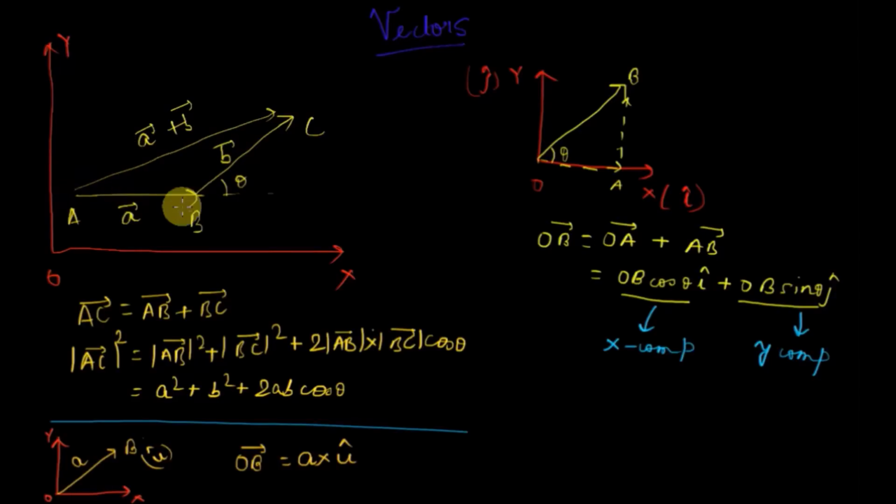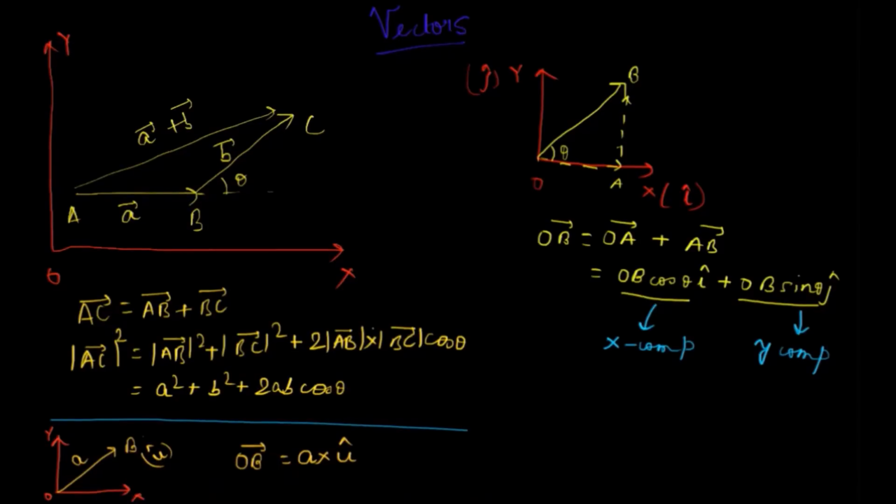So this is the law of vector addition. These AB, BC and AC form a vector triangle, right? So the AC vector is the sum of the AB vector and the BC vector. The square of the magnitude of the AC vector will be given by A square plus B square plus 2AB cos theta. So this is the law of vector addition.